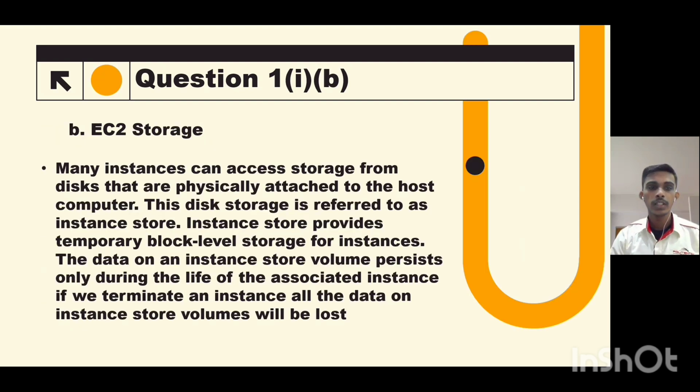B, EC2 storage. Many instances can access storage from disks that are physically attached to the host computer. This disk storage is referred to as instance store. Instance store provides temporary block-level storage for instances. The data on instance store volume persists only during the life of the associated instance. If we terminate an instance, all the data on instance store volumes will be lost.